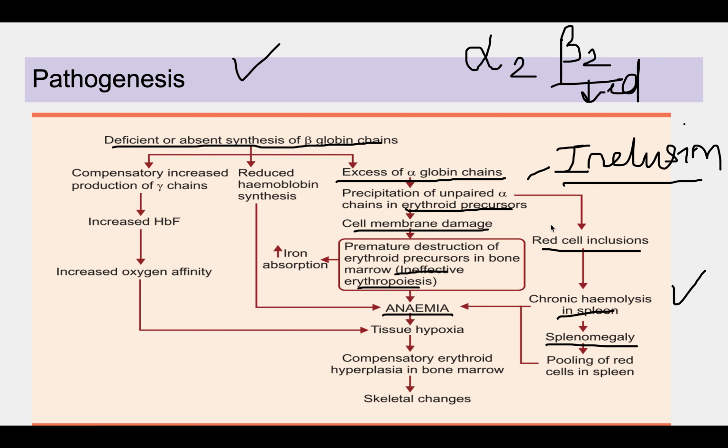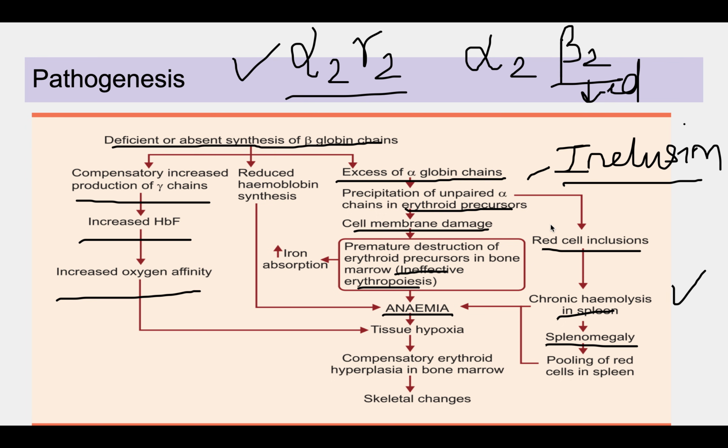Now, when this is taking place, the body is trying to compensate. It tries to compensate by increasing the production of the gamma chains, because another hemoglobin, HbF, is formed by alpha 2 gamma 2. So increased production of gamma chain leads to an increase in the HbF. Now HbF, as you remember from the physiology part, has higher oxygen affinity. That means it will not easily let go of its oxygen, so it leads to tissue hypoxia.